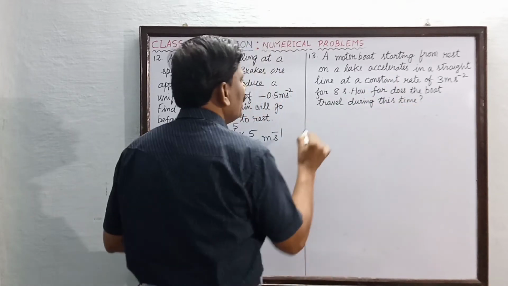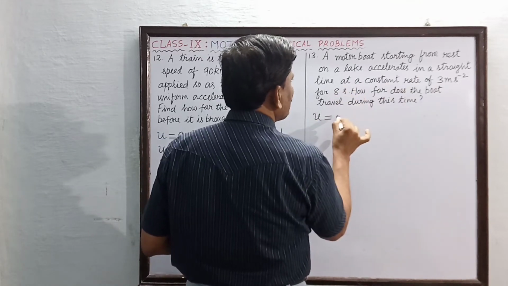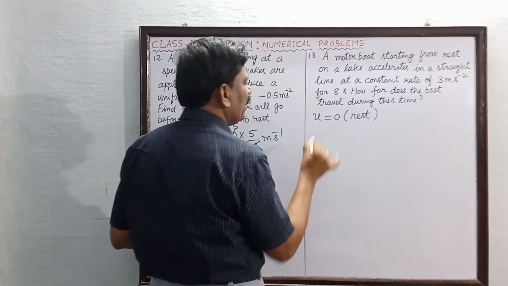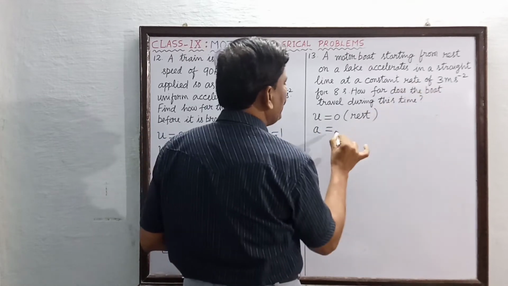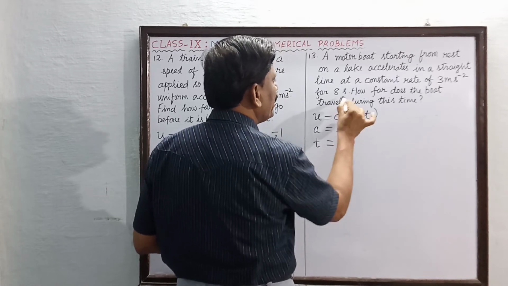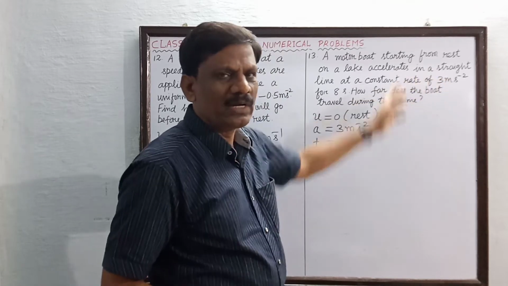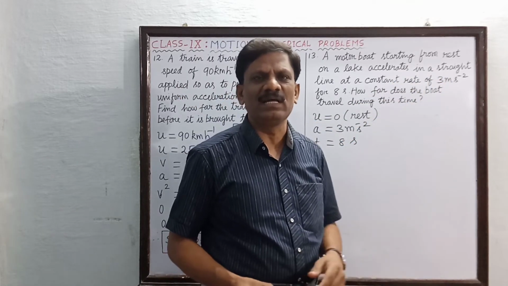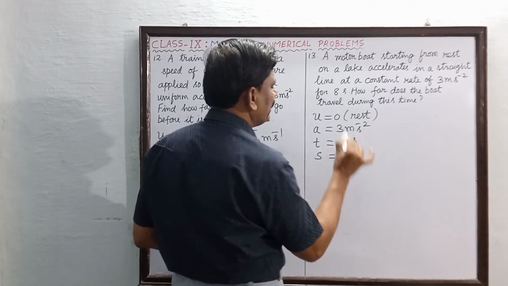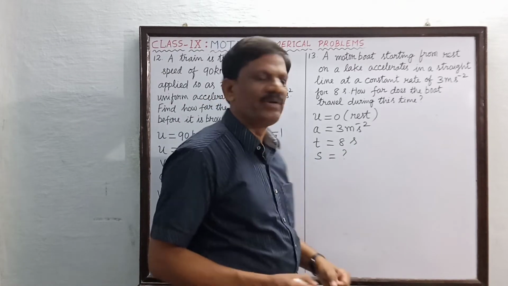Very simple again. So the motorboat starts from rest. So it is u equal to 0 because it starts from rest. And acceleration is equal to 3 meters per second square, and the time taken is equal to 8 seconds. Direct sum. There is no conversion of unit from kilometer to meter and all. So what is asked here is the distance or the displacement. So displacement versus time relation, namely the second equation of motion.